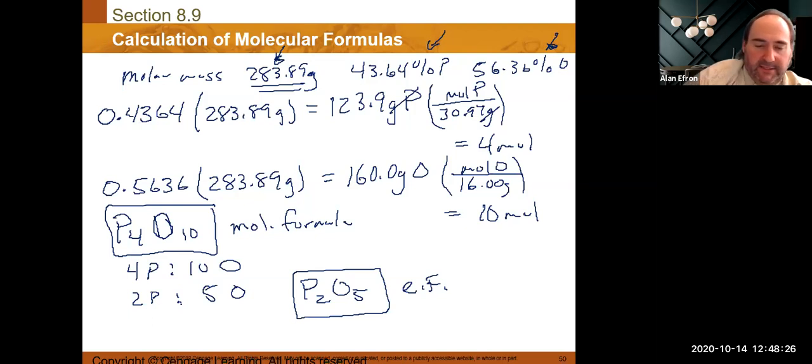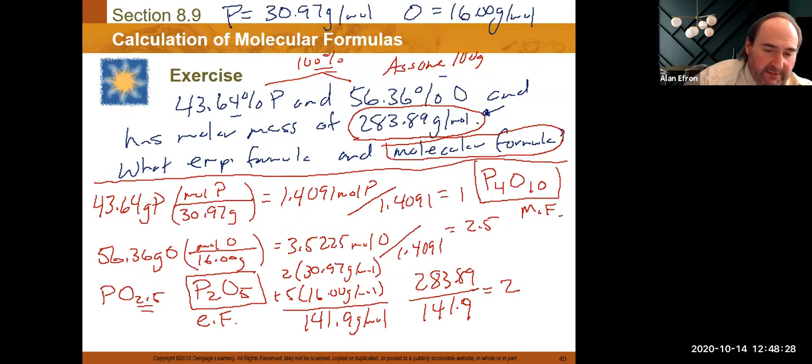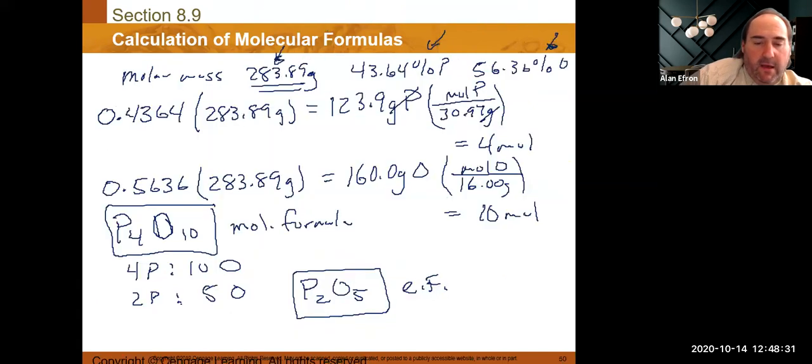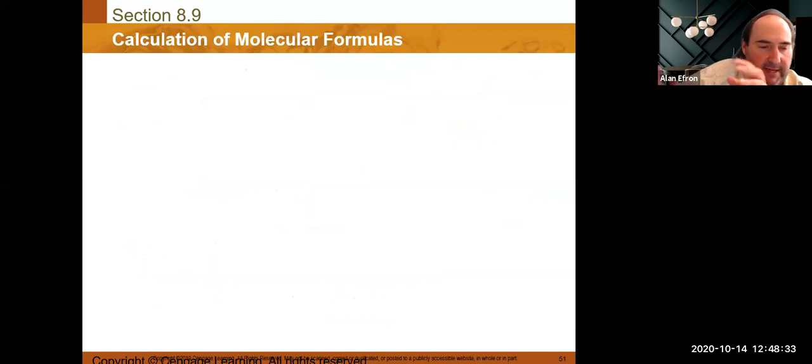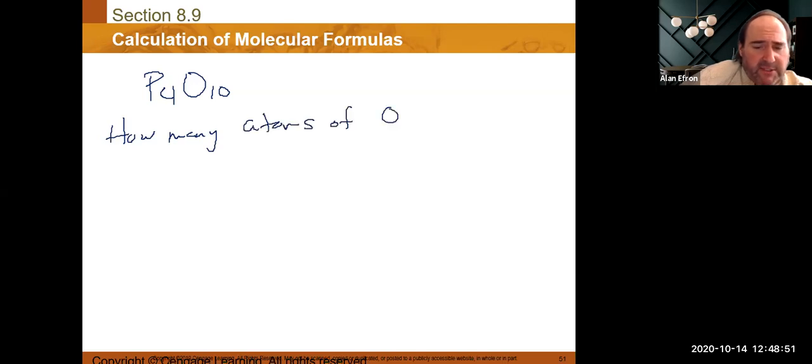Okay. And as you can see, we do end up with the same formula as we got going the other way. All right, and one last thing to tie everything we were talking about together here in this chapter is let's just take that formula that we got, the P4O10, and let's say we want to know how many atoms of oxygen are there in 12 grams of P4O10.